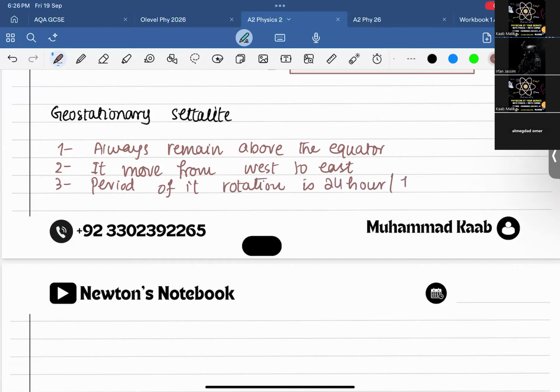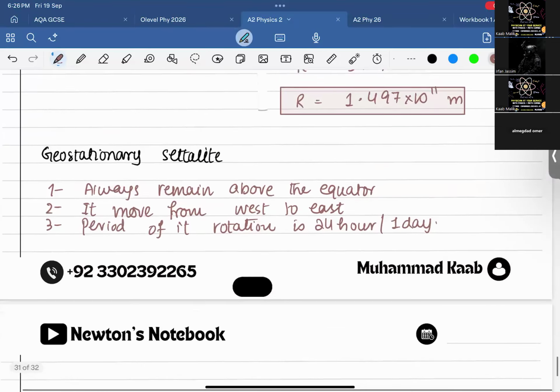So if somebody is living at the equator, and the satellite is visible from your home, for 24 hours in a day you will see the satellite right above your head. It seems like it's not moving, but it is basically moving with the movement of the Earth. That's why it looks stationary, so that's why we say geostationary satellite.